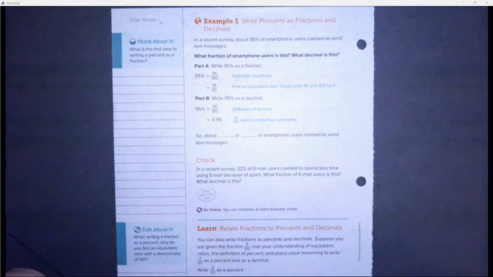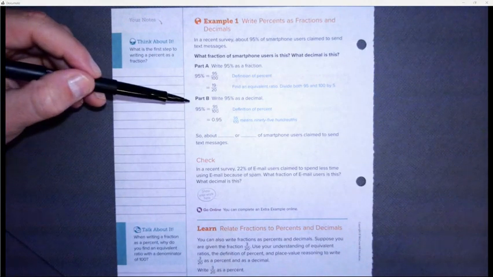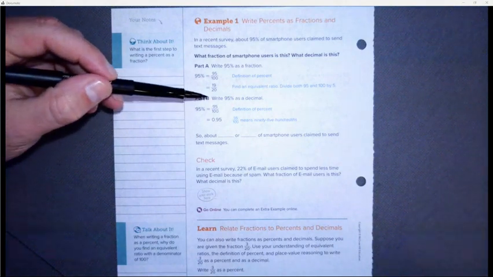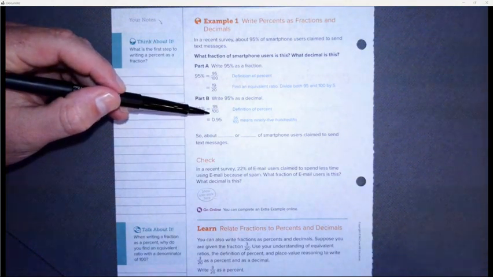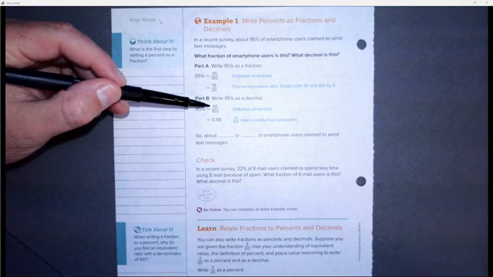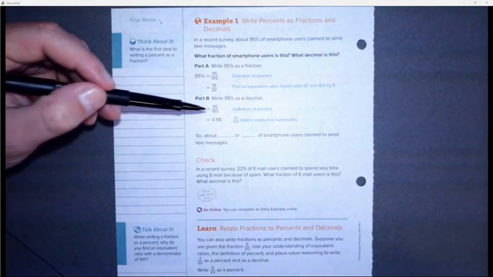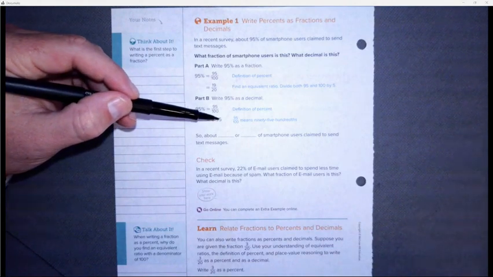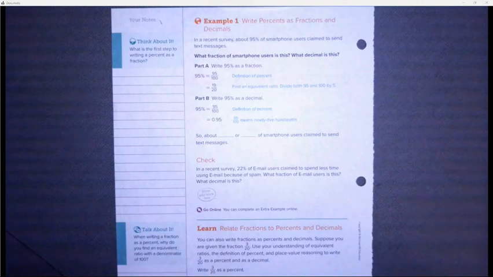In part B, we're going to write 95% as a decimal. Since we know 95% is 95 per 100, we have 95 over 100, which is read as 95 hundredths. So we can easily convert that to a decimal, which is 0.95, which is 95 hundredths.